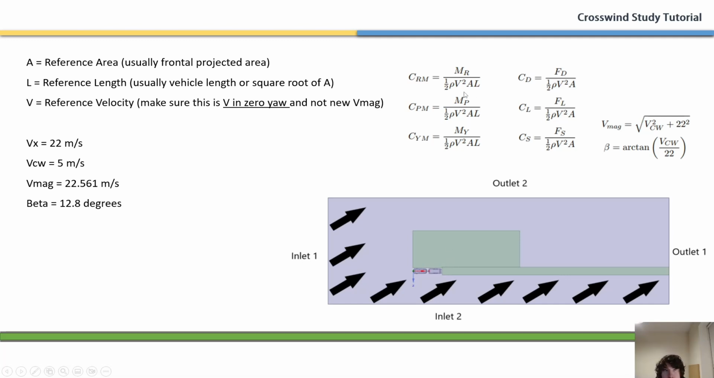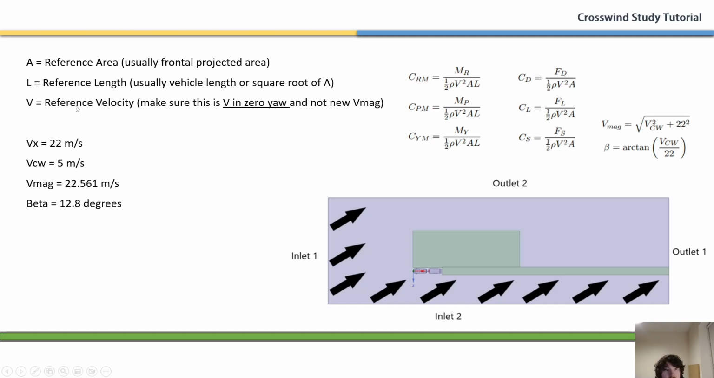In these formulas here, A is the reference area, usually your frontal projected area, and L is a reference length that's needed for the moment coefficients. Depending on what convention you want to use, this is up to you. You could just set that to be 1 meter. Some people set it to be the length of their vehicle, and for a truck or something, people might set it to the square root of A. So you can read up on that and choose whichever one you want.